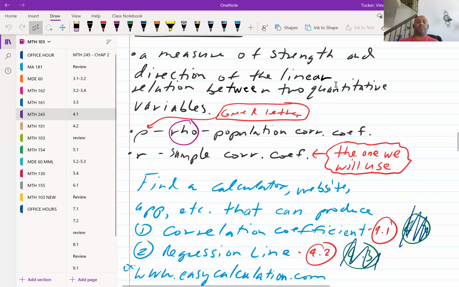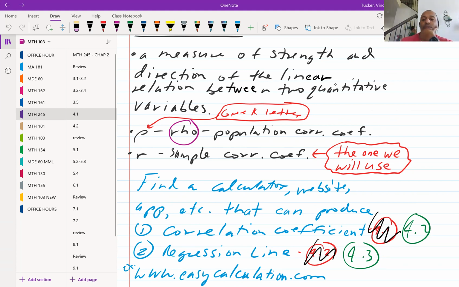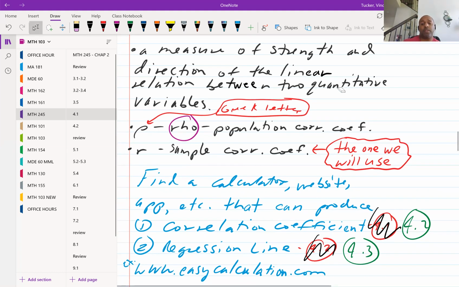All right, so just like the instructions I gave you before for your standard deviation and your variance, we're going to use a calculator website or app to find the correlation coefficient or the regression line. So let me erase this. The correlation coefficient is 4.2. Regression line we'll talk about in 4.3. And just like I suggested before, easycalculation.com can find both of those. I'll show you in a second how that works.